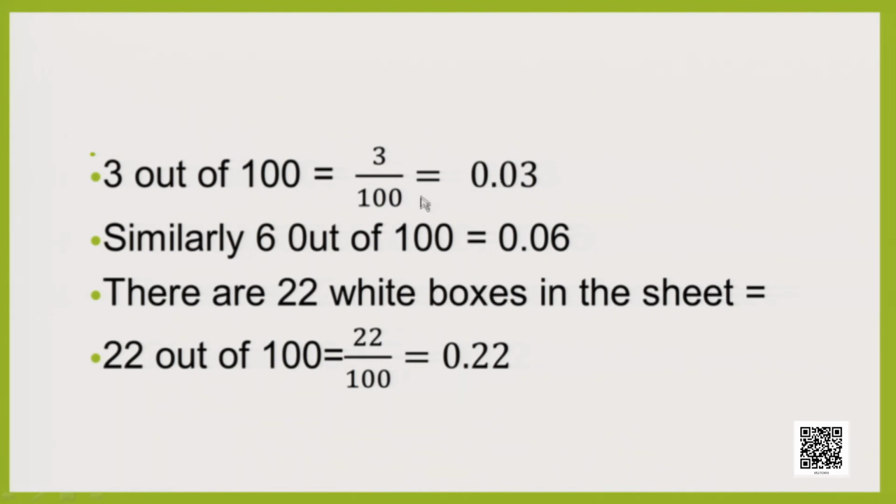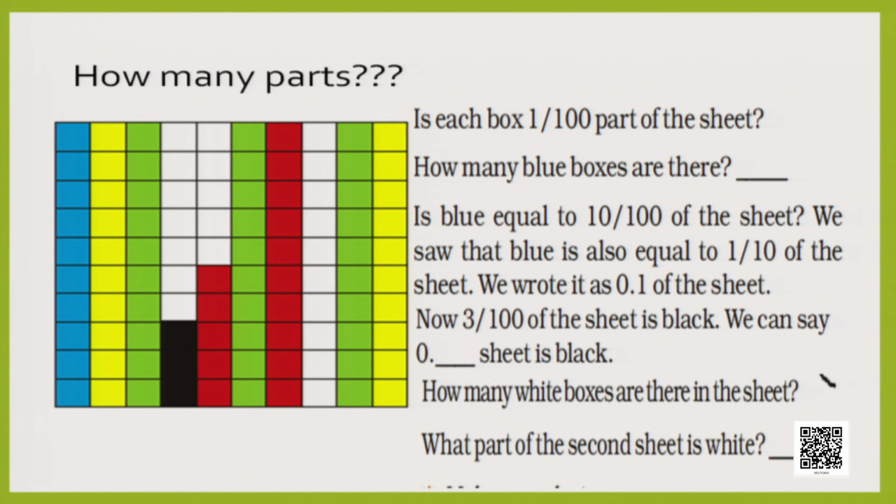If there are 3 digits, you will put the decimal point after 3 digits from the right. So similarly, 6 out of 100, we can write down as 0.06. Now let's go to the next question. Next question is, how many white boxes are there in the sheet? So let's count now how many total white boxes are there out of 100 boxes.